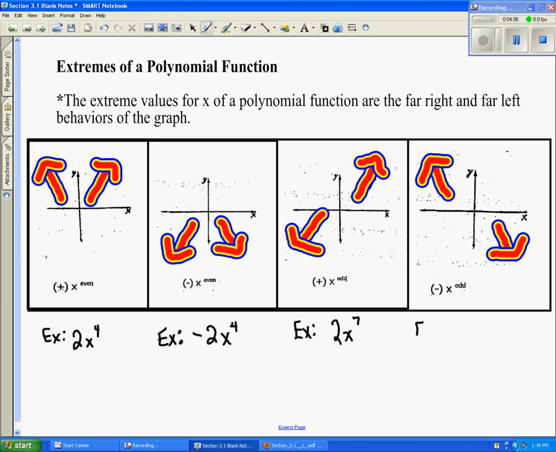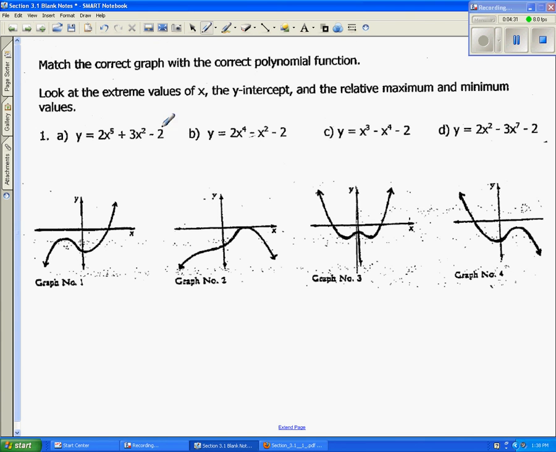And my last one is, if I have negative 2x to the 7th as my leading term, I look at my exponent and say it's odd. Odd means they're going to finish in opposite directions. I look here and I say, oh, my last direction is going to be finishing down. So when this one finishes down, that means this one goes up. So I'm going to look at our leading terms to make some decisions on what things should look like.